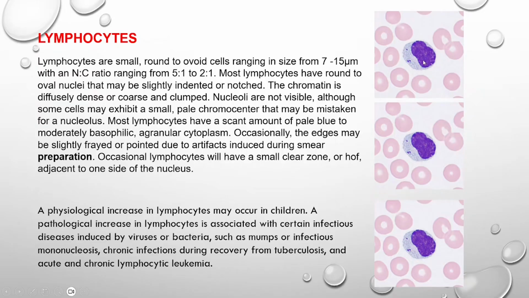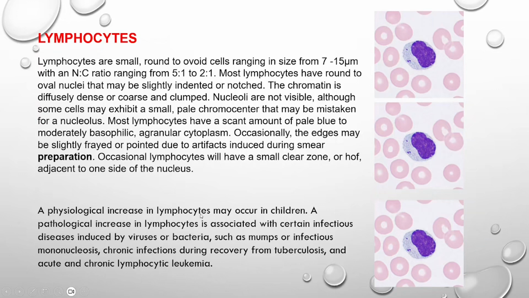Most lymphocytes have a scant amount of pale blue, moderately basophilic, agranular cytoplasm. Look here, cytoplasm. Occasionally, the edges may be slightly frayed or pointed due to artifacts induced during smear preparation. Occasionally, lymphocytes will have a small clear zone or hof adjacent to one side of the nucleus.